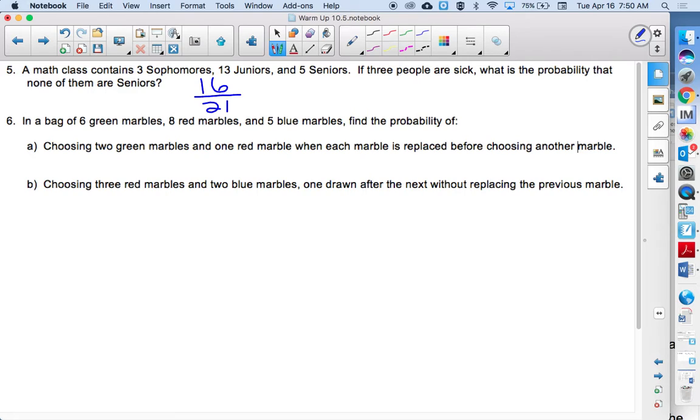So find the probability that none of them would be seniors who happen to be sick. So that's one person, but it says 3 people. So now I need to think of that a second time. So that's the probability for my first person. What's the probability for the second person? Melanie? 15 over 20. Right, 15 over 20. Because now that one person has been identified that they're not a senior, so they're taken off the list, they can't be counted again. Because I've already identified them that they're sick and they're not a senior. So then Melanie, for the third person, it would be 14 over 19.